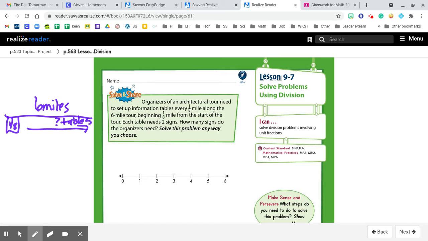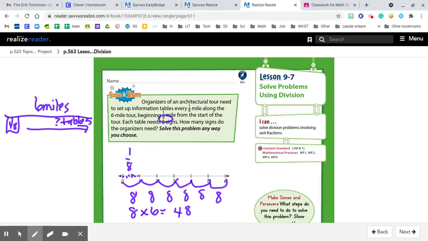So if we use a number line, we're going to make sure we divide our number line, which is really hard to do here, into eighths. And the reason why we're picking eighths is because that is the denominator. So in 1 mile, we're going to need 8 tables. And in the next mile, we'll need 8, 8, 8, 8, 8. So we can add that. To make it quicker, we can do 8 times 6 because multiplication is repeated addition.